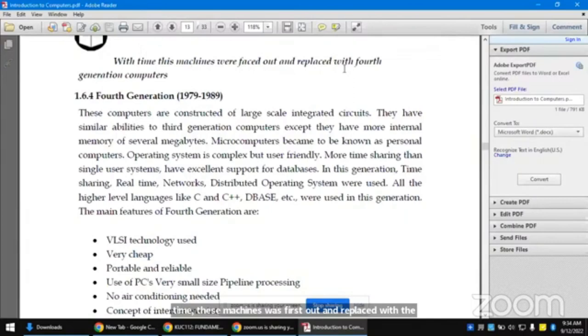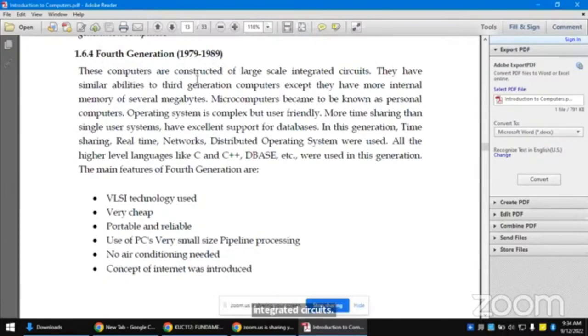So in the fourth generation computers, we have from 1979 to 1989, these computers are constructed of large scale integrated circuits. They have similar abilities to that generation of computers, except they have more internal memory of several megabytes. So microcomputers became known as personal computers.